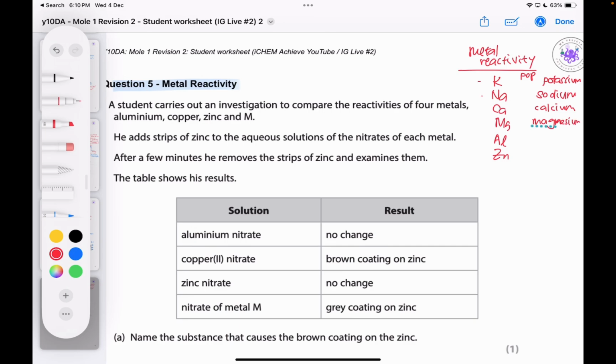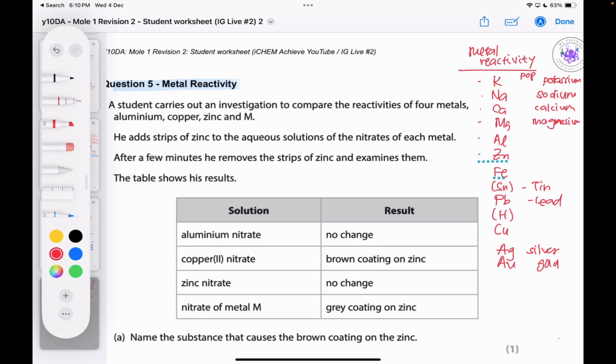Okay, so it's "Pop star can make all zombie" (K, Na, Ca, Mg, Al, Zn, Fe, Sn, Pb). Iron, which is Fe. Tin, which is Sn. Tin, it's hardly used these days. Lead, which is Pb. Then H, Cu, and then Singapore, Sg, Ag and Au, because it's silver and gold.